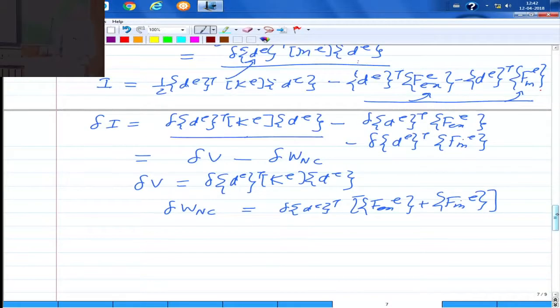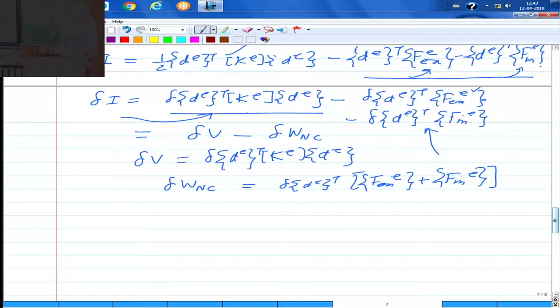So what I am saying is, whatever term we called the total potential energy earlier in the case of static problems, out of that, this is the potential of the conservative force field, and this is the contribution due to non-conservative forces, because this is an explicit function of time, so we cannot call it a conservative force field.